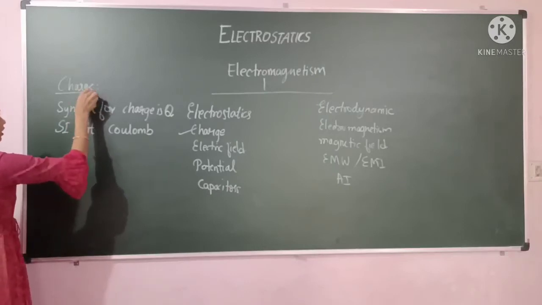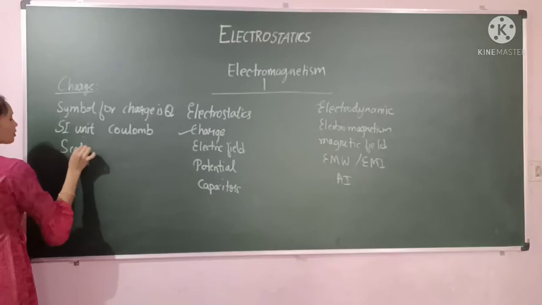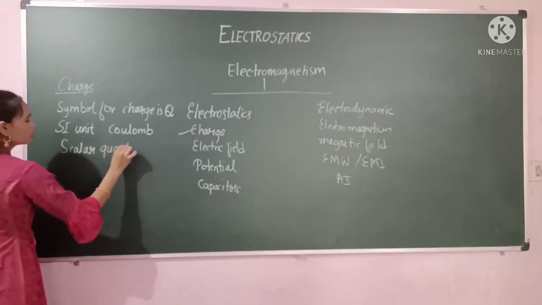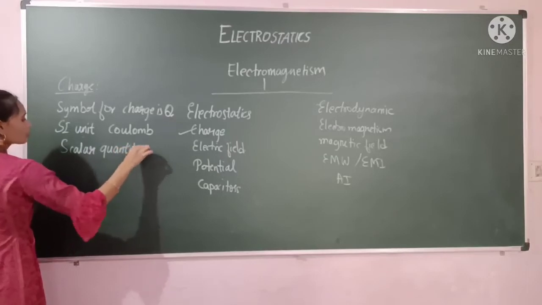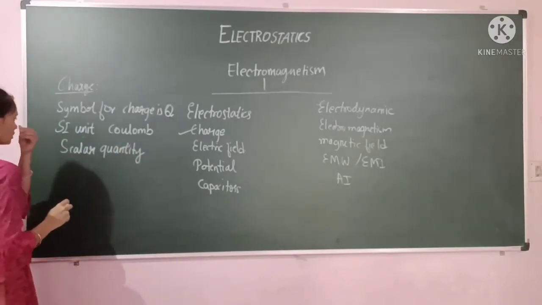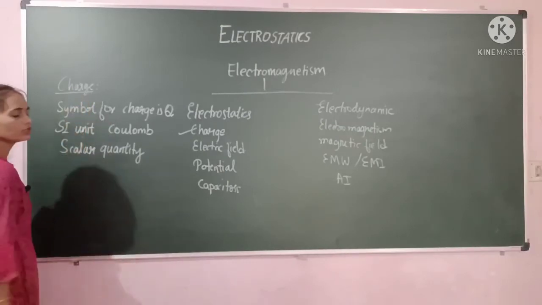And next, charge is a scalar quantity. Charge is what type of quantity? Scalar quantity, meaning it will not change with respect to direction. It does not have a particular direction, so it is a scalar quantity. All those things you have to remember about charge. So this is about the charge.